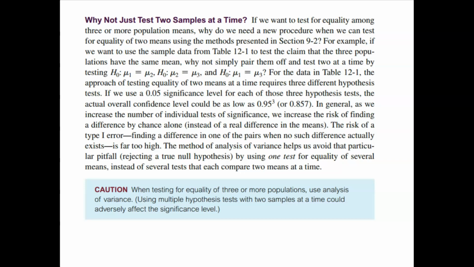So why do we have to do this? We've learned sample testing for 2. Why can't we just do it 2 at a time? It would require a lot more testing. And so this is actually much quicker, much easier, and it reduces the risk of a type 1 error.